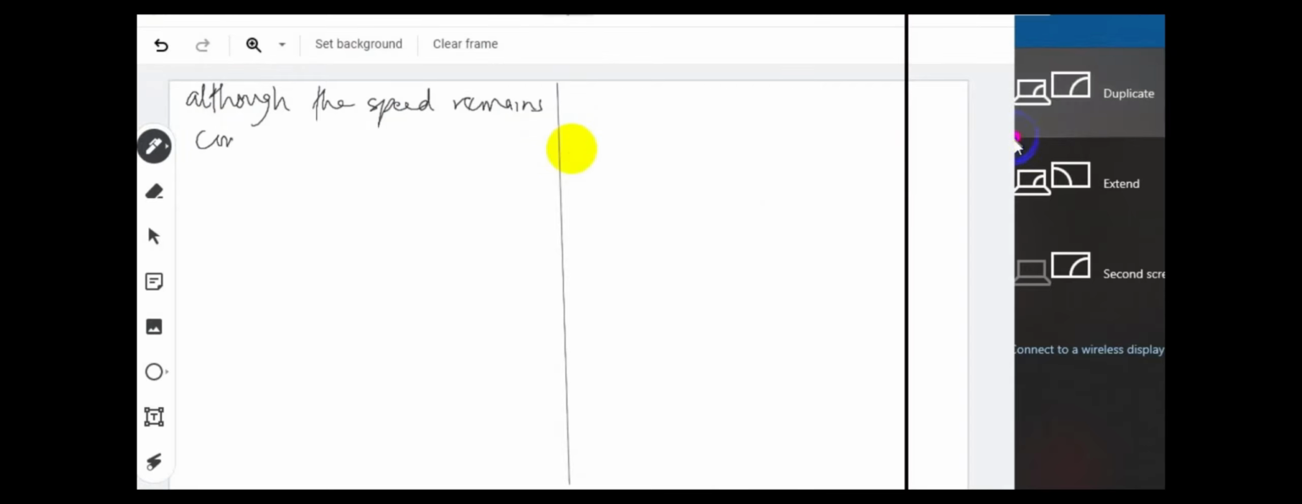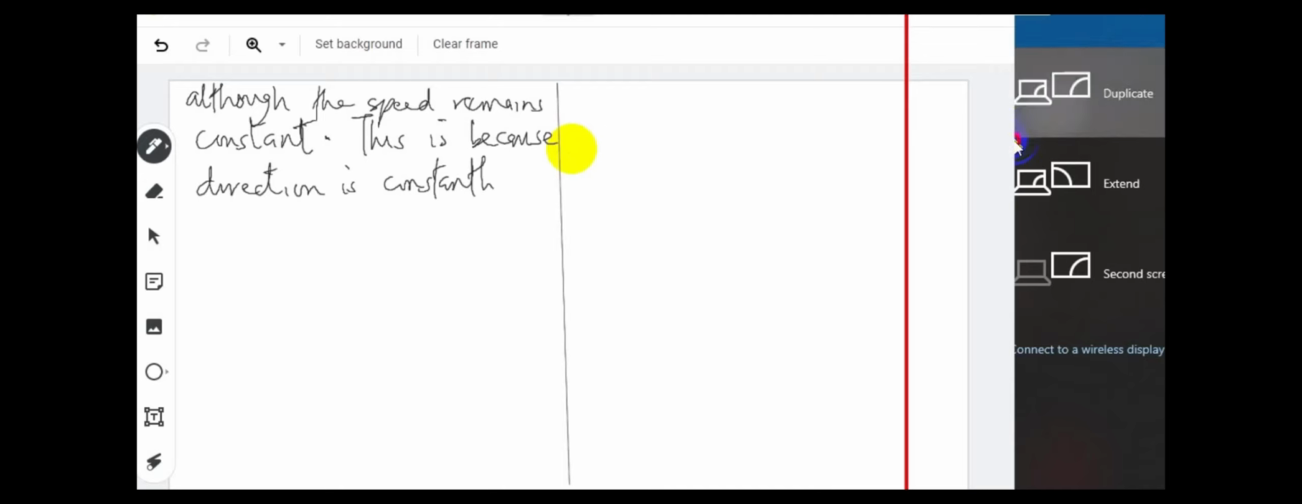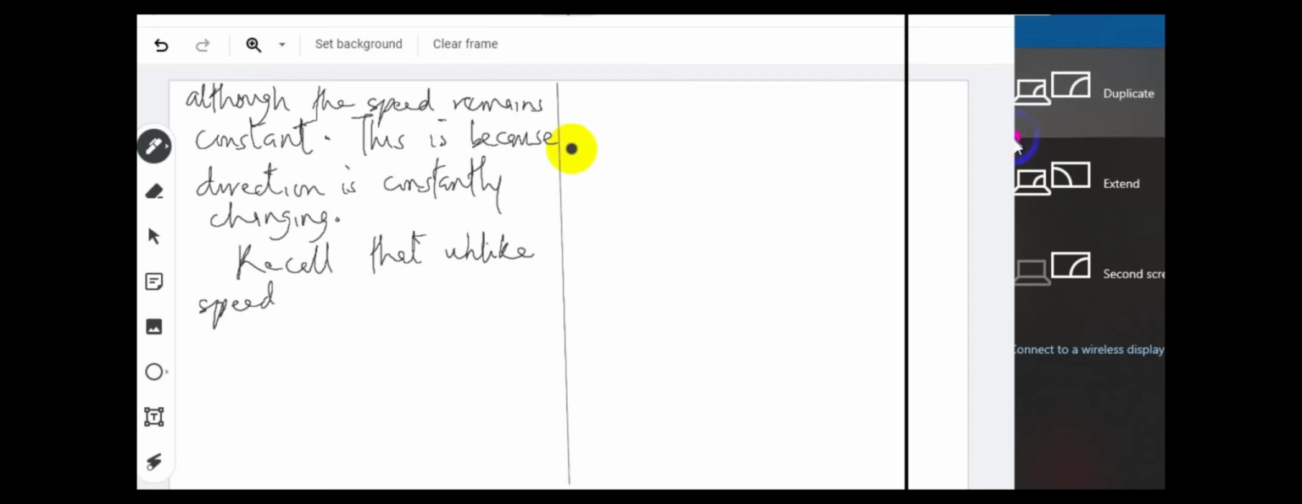The speed remains constant. Why can we conclude that? This is because the direction is constantly changing. If you can recall, velocity is a vector quantity, so direction is important. Once there's a change in direction, it has a different value entirely.